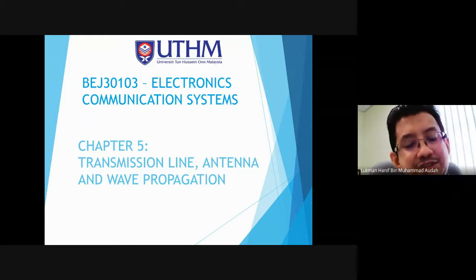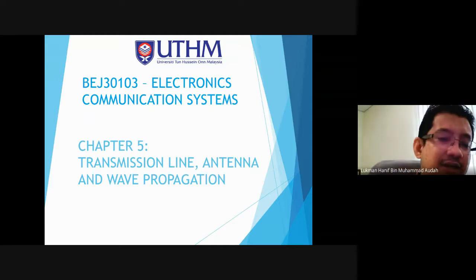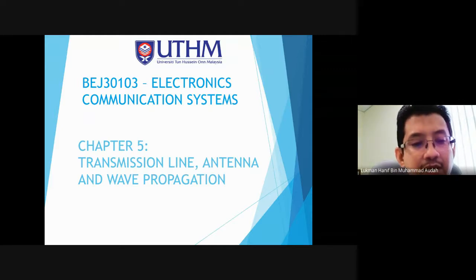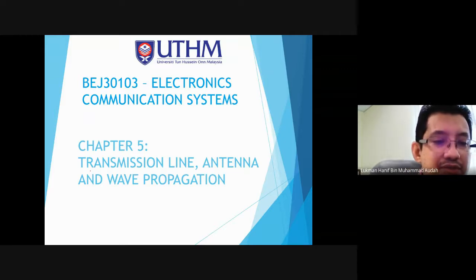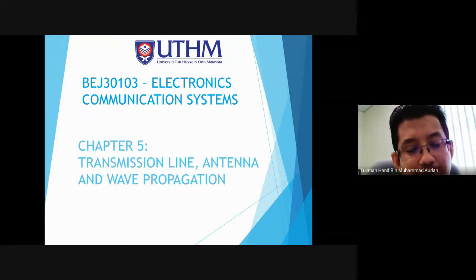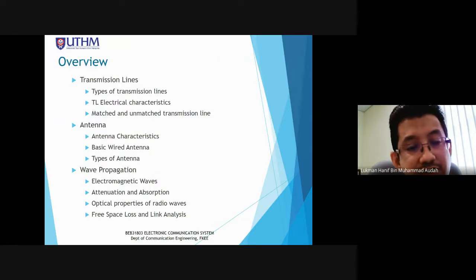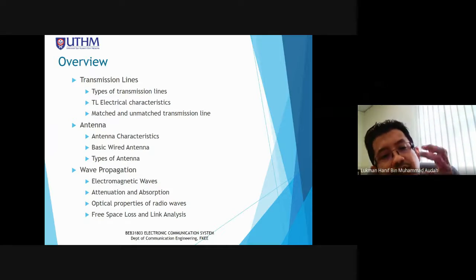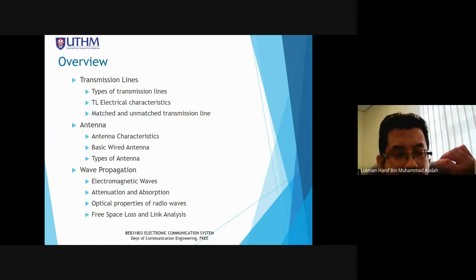So, the last chapter, chapter 5, is about transmission line, antenna, and wave propagation. This is the chapter overview. We will have 3 subtopics. The first is transmission line. Transmission line refers to the medium, either wireless or wired medium. Antenna is the device that radiates the electromagnetic field. Wave propagation is where we will learn about the characteristics of the waves.